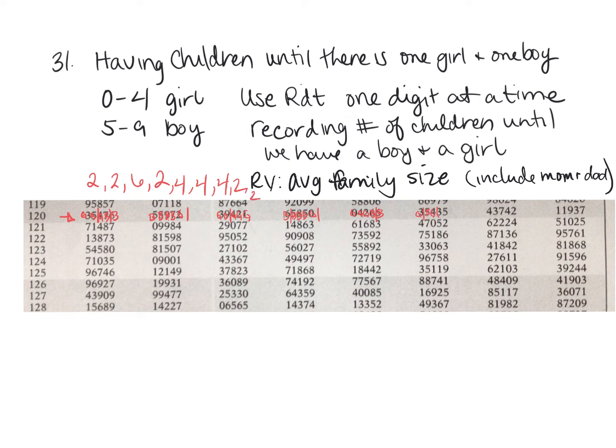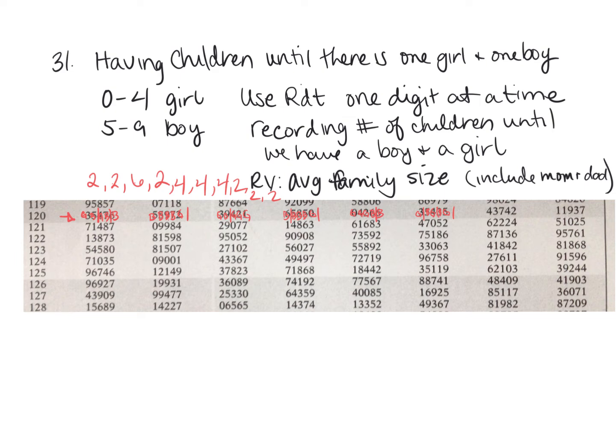2 again. 1, 2, 3, 4, 5, 6, 7, 8, 9. One more. 3, 5. Boy, girl. 2 again. Okay. Now I can add those all up and divide by 10.